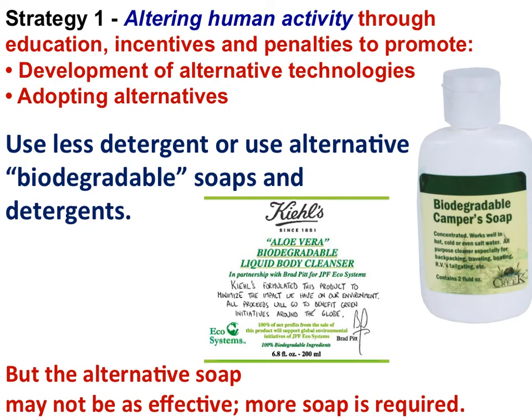Once again, with a focus on water pollution, let's review the strategies. Strategy 1 involves altering human activity through education, incentives, and penalties to promote alternative lifestyle choices or alternative technologies. So for example, biodegradable soaps, as you can see in this image, would be an alternative to regular soaps that serves to reduce water pollution. But we can evaluate that. The alternative soap may not be as effective, thus more soap might be required to clean whatever is being cleaned.